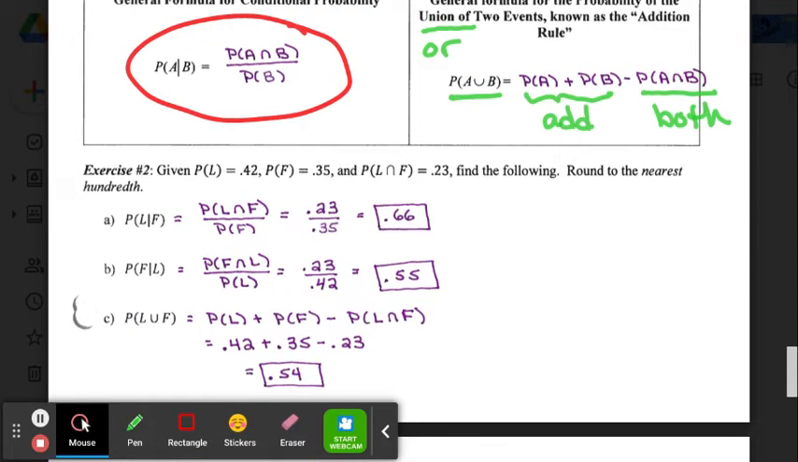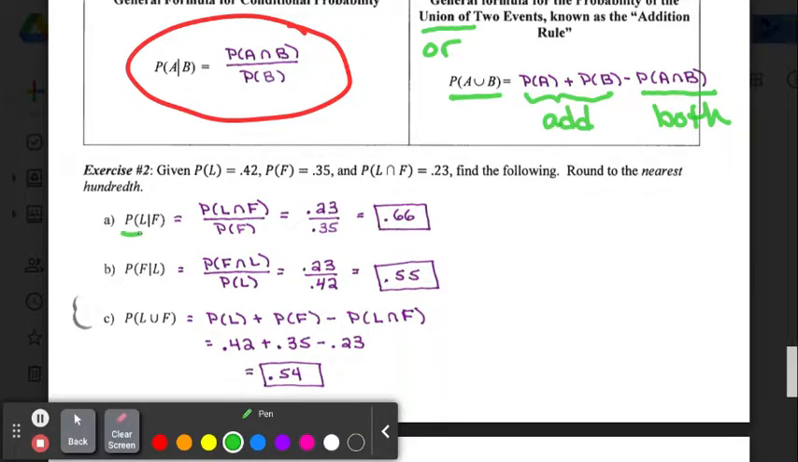So now what I've got here is just using the formula to find our answers instead of having to make a two-way frequency table. Exercise 2 says, given the probability of event L is equal to 0.42, probability of event F is equal to 0.35, and the probability of both of them is 0.23. Find the following. Before you take a look at all of these, if you want to pause the video, you can try them and then come back and listen to my explanations.